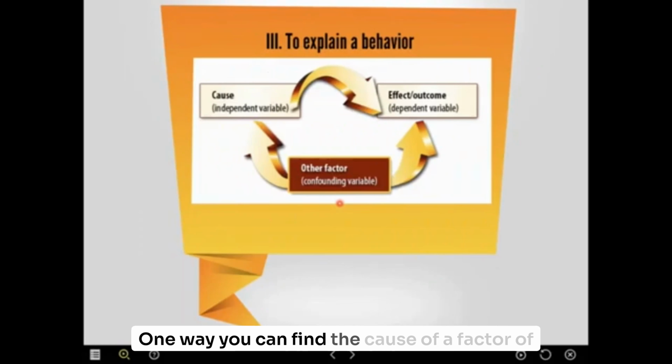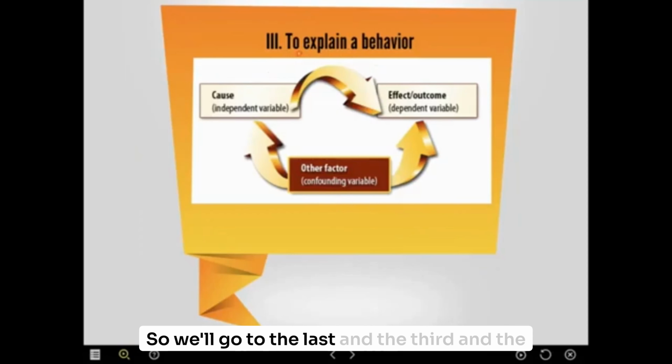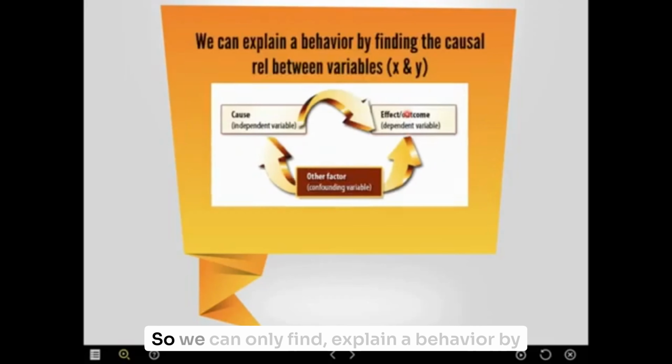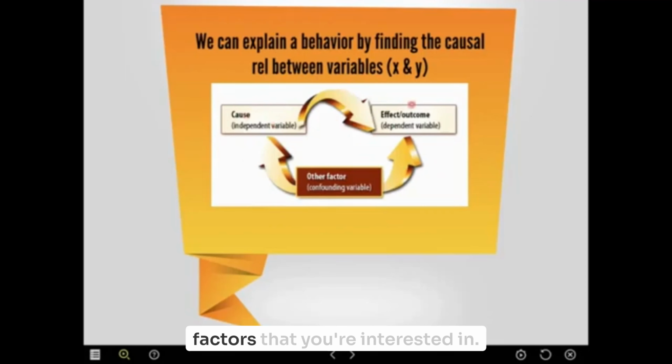One way you can find the cause of a behavior is by employing another methodology. So we'll go to the third and last objective, which is to explain behavior, and the methodology is called the experiment. We can only explain a behavior by finding the causal connection between two variables, which you can do by controlling for the confounding, the third variable that might be responsible for the changes you see in both of the two factors you're interested in.